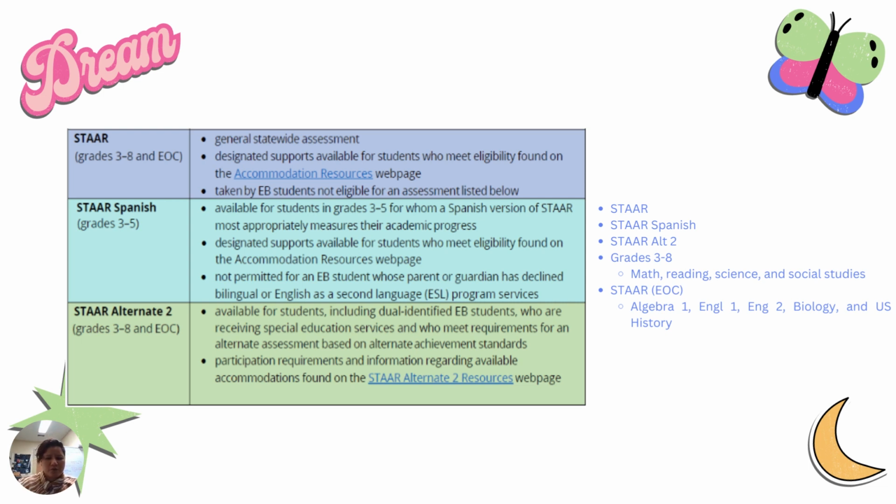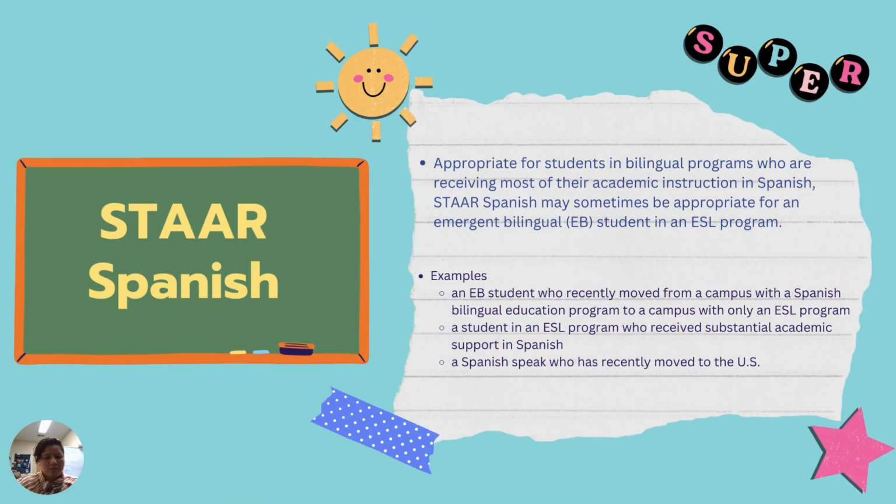Now, here's the thing: we also have STAR Alt 2. We also have 3 through 8, all content areas. When it comes to high school, though, actually 7th through 12th, we only have the English version of the test. Unfortunately, we have not gotten to the point where we have a STAR Spanish version for our newcomers. So hopefully the state will get there at some point. In the meantime, let's look at STAR Spanish.